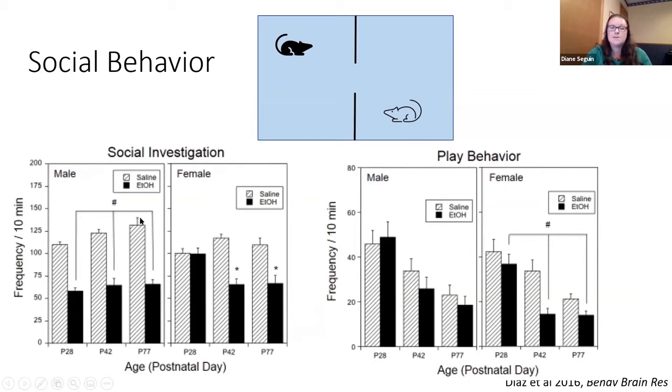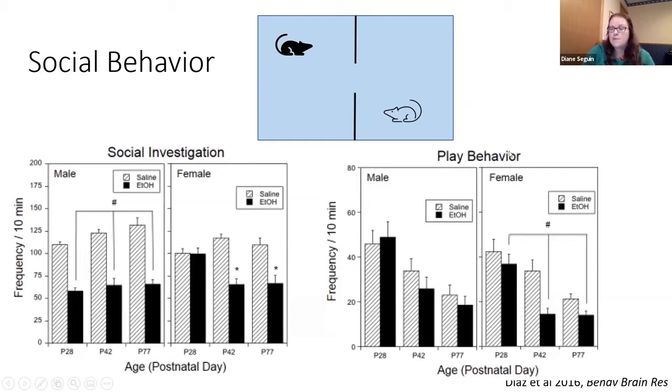So what they found for males, with the black bars representing the alcohol-exposed rats, is there's this clear decrease in social investigation compared to the control animals, whereas in females, we only see this decrease in later adolescence and adulthood.